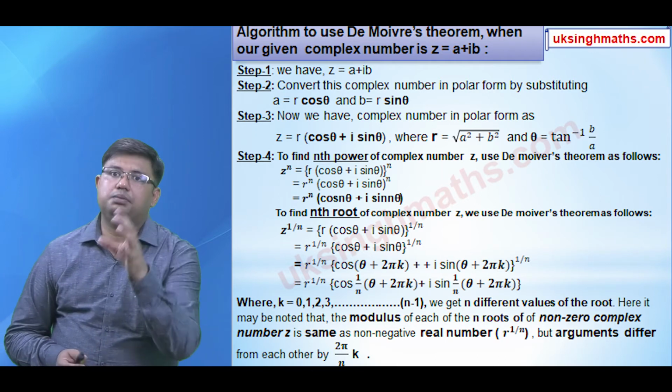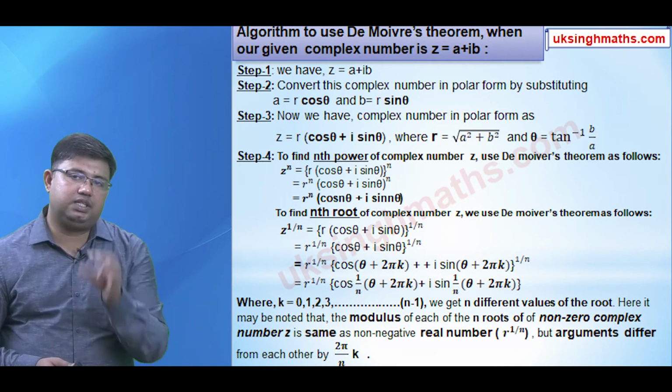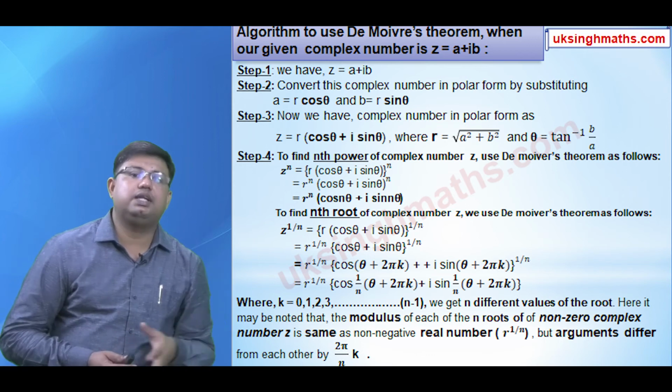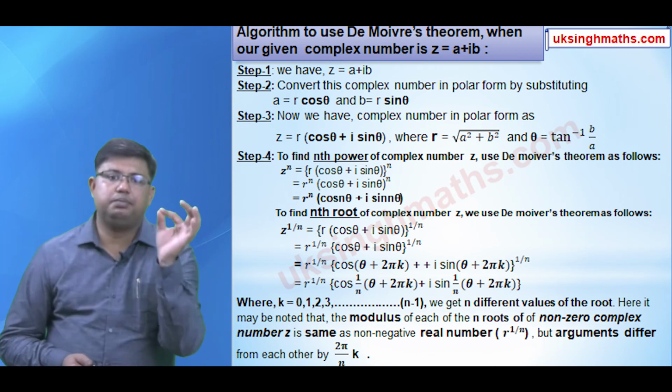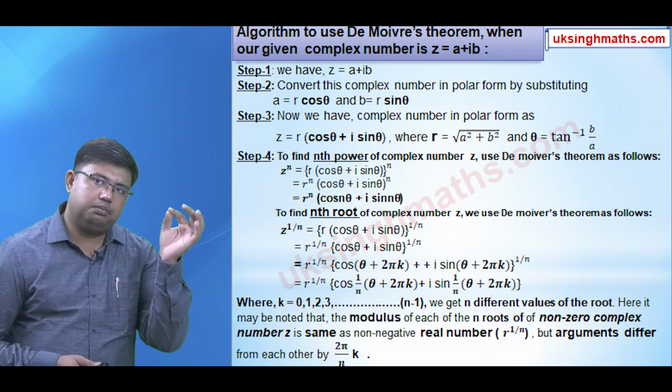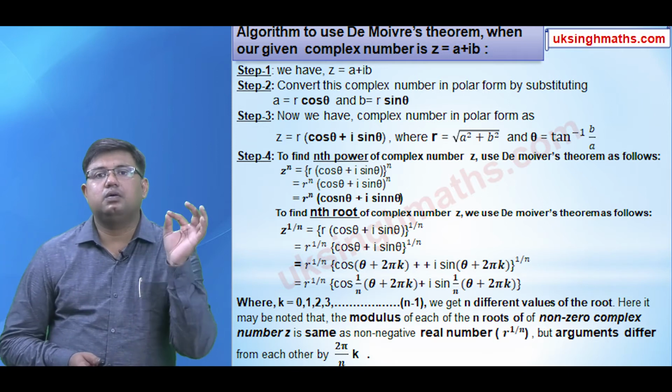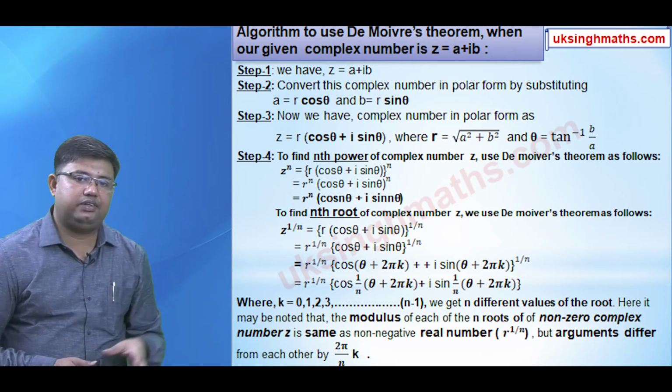Now to find the nth power of a complex number, use de Moivre's theorem as shown on your screen: z to the power n equals r to the power n (cos n theta + i sin n theta).